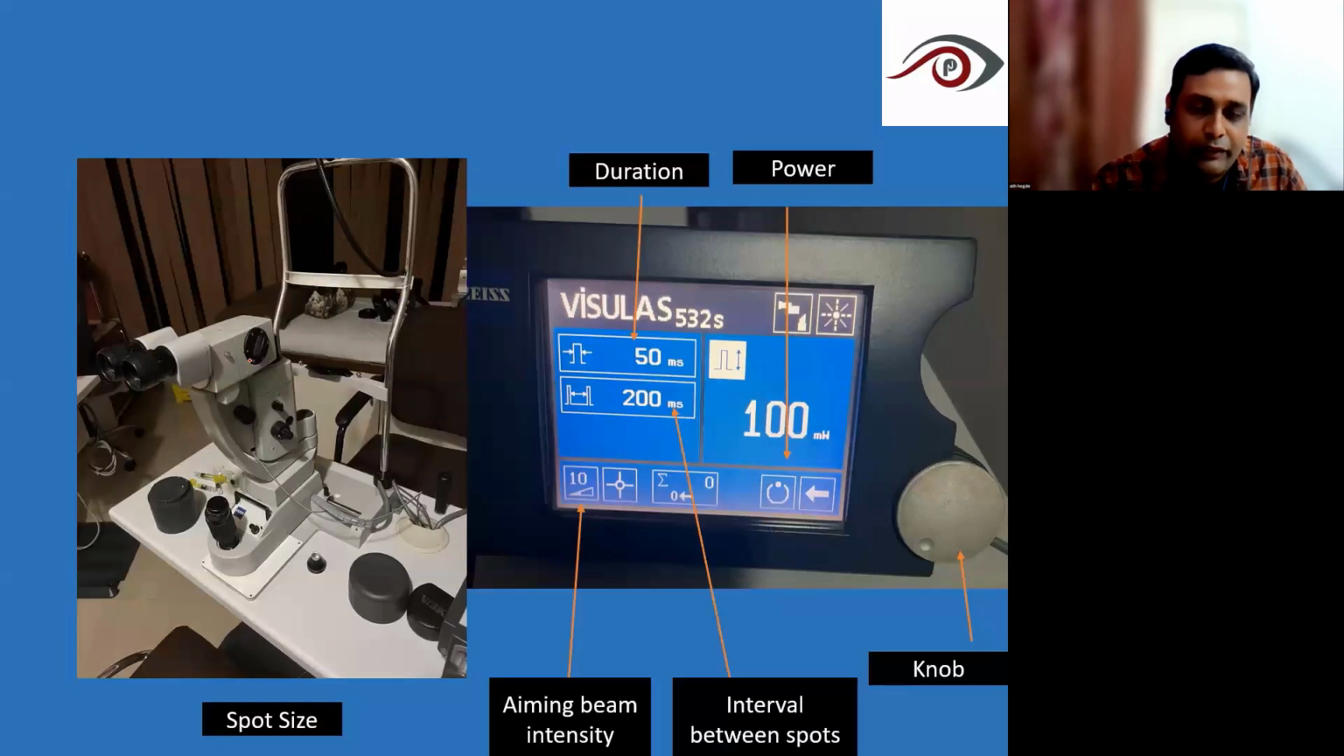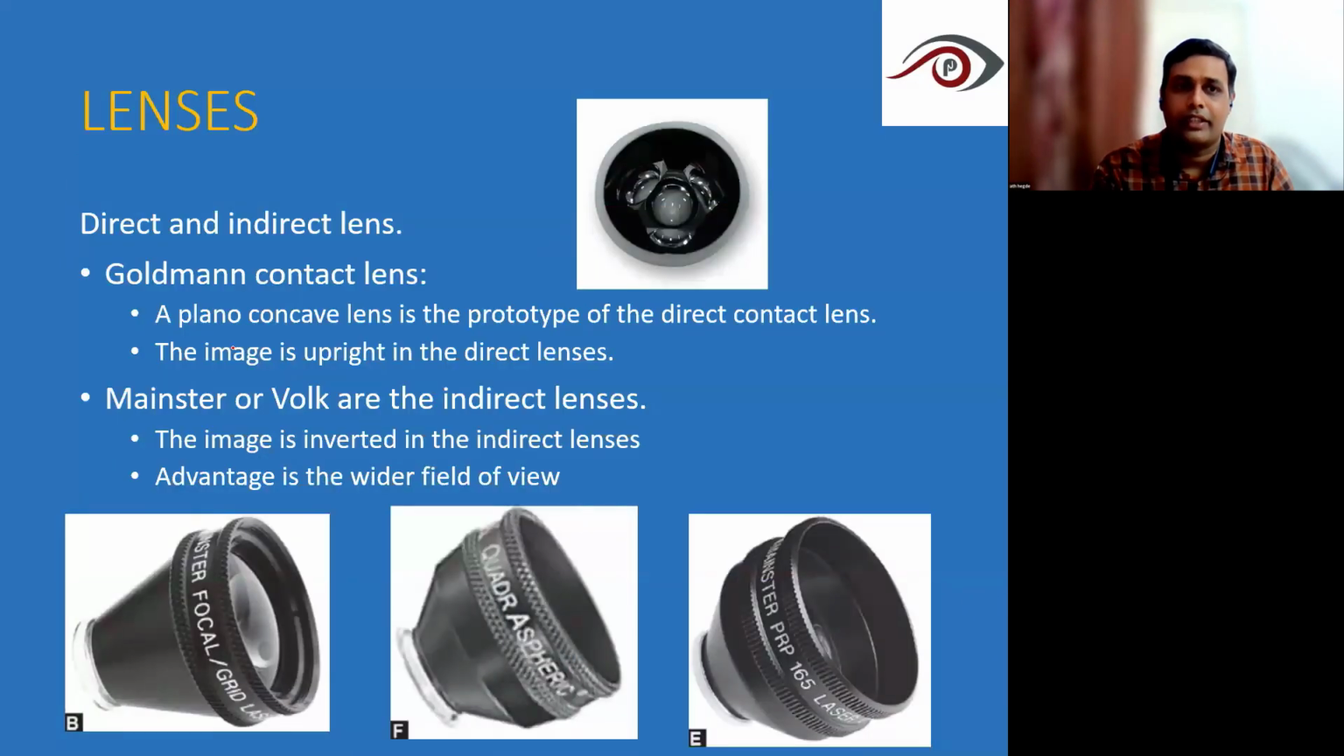And here is the magnification of the slit lamp. I usually keep 8x for doing the PRP, and for doing the focal laser, I go for 12x. It depends on the individual and on the machine; whichever you're comfortable with, you can keep.